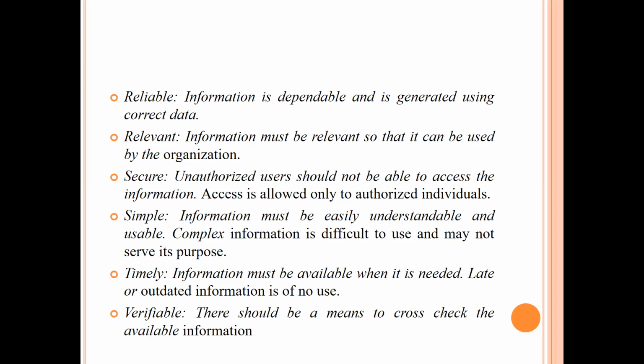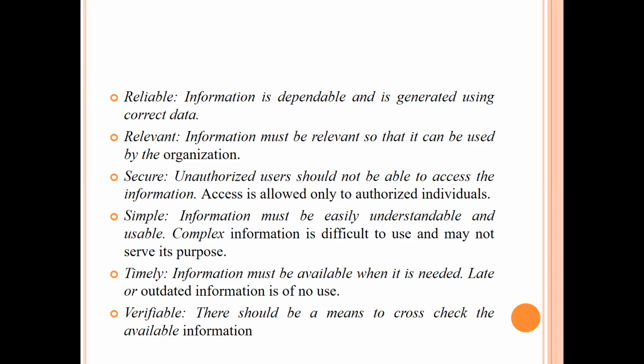The next characteristic is that it should be secure. Unauthorized users should not be able to access the information, meaning access should only be given to authorized individuals. Just like you as students have access to the student information system, a student and a lecturer do not have the same rights. You as a student cannot access the lecturer module. You're only authorized to access the student module. So we're saying information must be secure. Only what you are supposed to see as a student must be given to you.